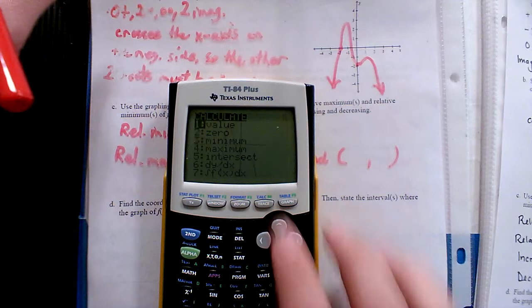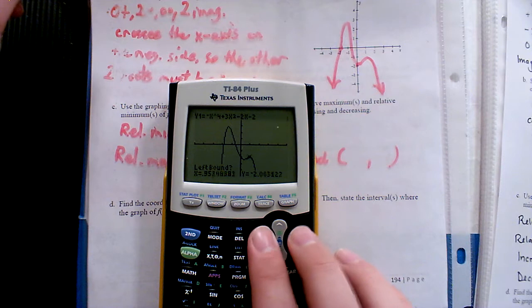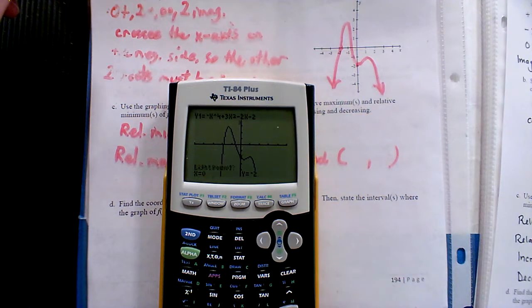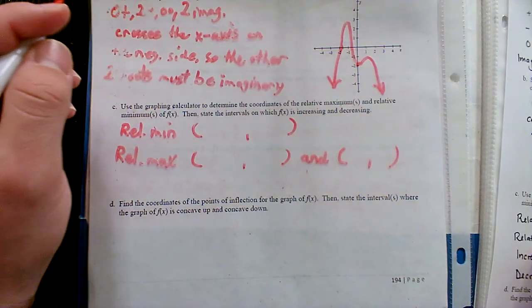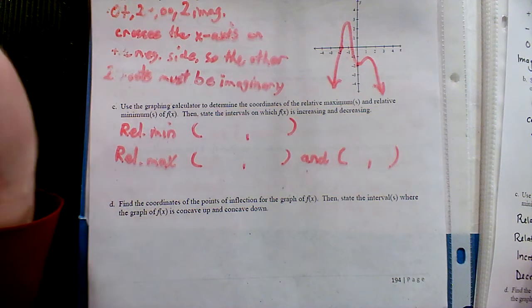After you have it graphed, you go to second calculate. I'm going to find the min first, so I go to minimum. And you need to hit the left bound, then the right bound, and hit enter, and you will get a value. So, what is your value of your relative min? Who can tell me what their value is of the relative min?